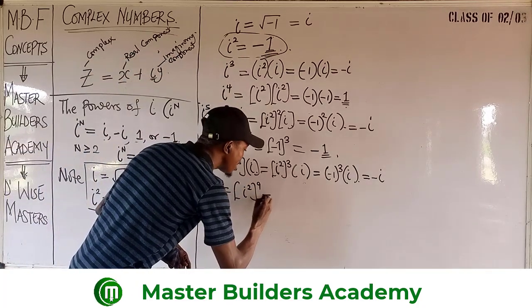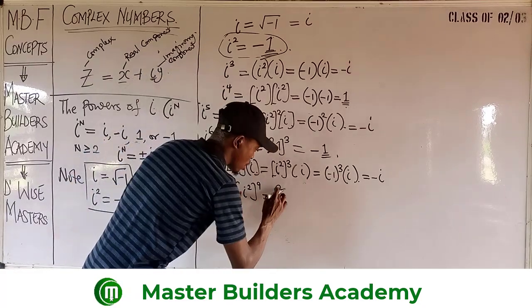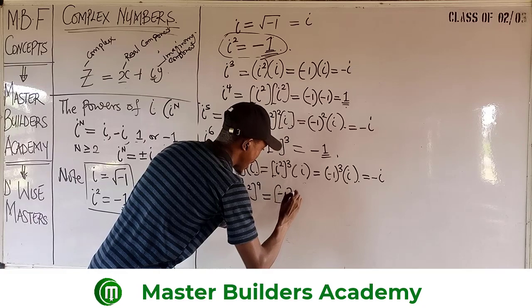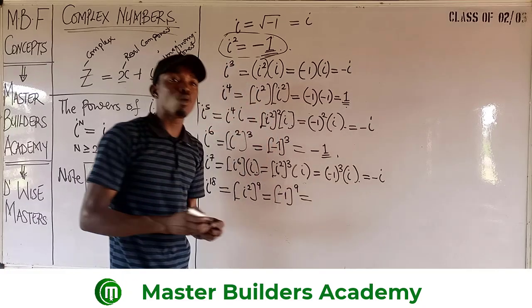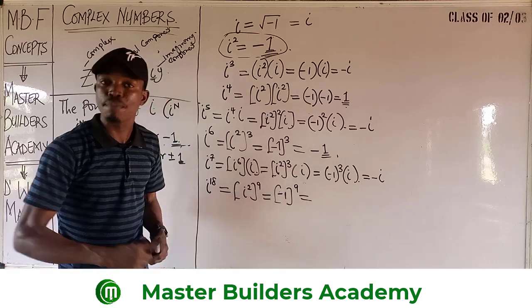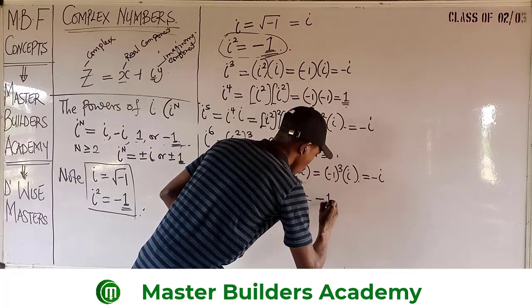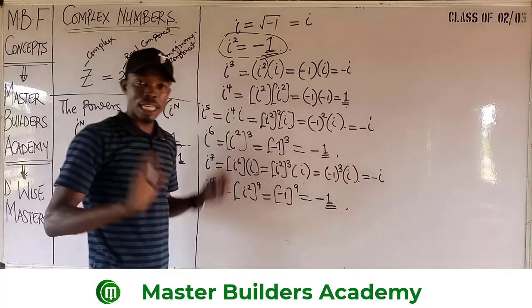Of course, I already know the result for i raised to the power of 2, which is minus 1. And then this is 9. Now, minus 1 raised to the power of an odd number will give me a negative result. So I'll have negative 1. It's as simple as this.